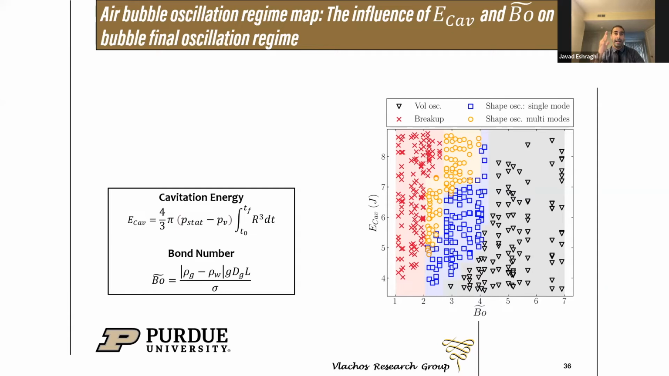On the contrary, at low modified bond number, the air bubble is smaller or closer to the cavitation nucleation site, thus the induced energy yields in the breakup of the air bubble. In these two extremes, cavitation energy has the least impact on the oscillation regime since the bubble is closer to the acoustic source or further from the acoustic source. However, in the moderate modified bond number, the air bubble oscillation regime transitions from volume oscillation to single mode shape oscillation to multi-mode shape oscillation, and to finally break up as cavitation energy increases.